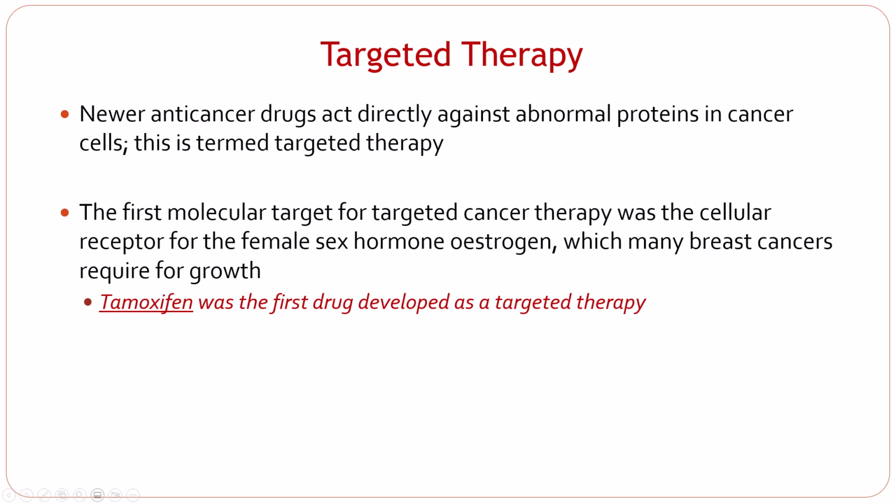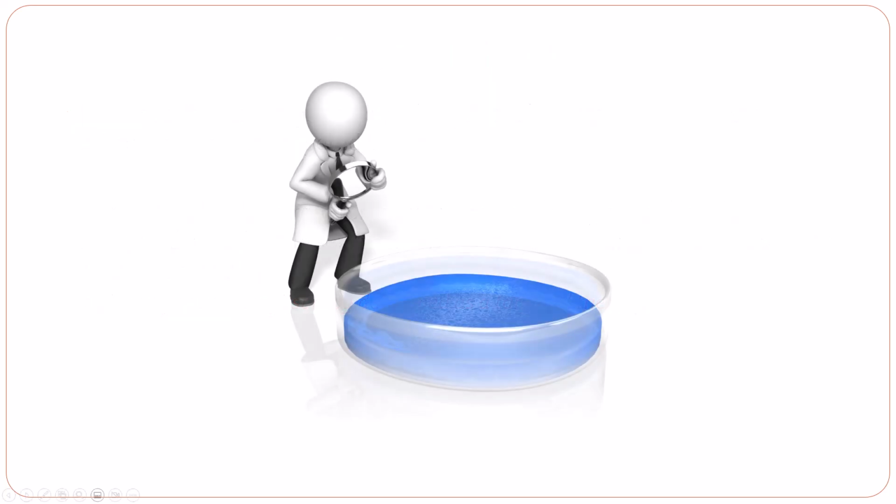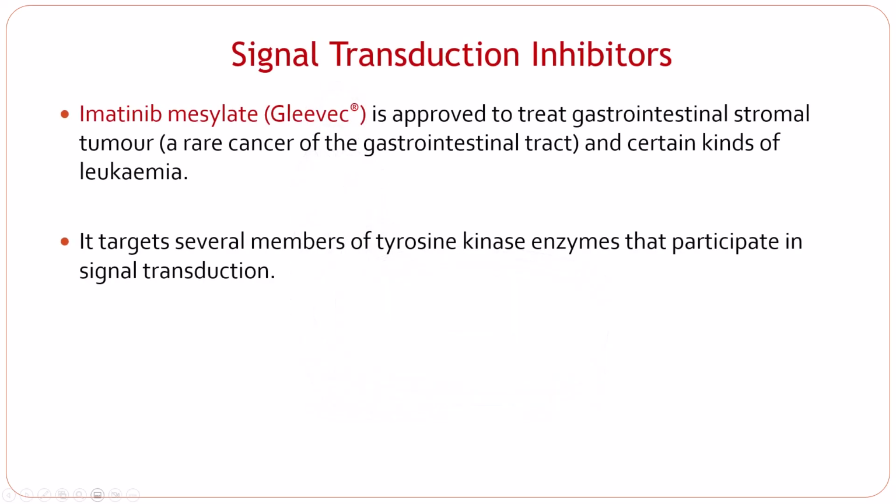Now, the search for better drugs in cancer is ongoing. A huge amount of research is happening in this particular field of medicine. Some newer drugs, I'm just going to give you one example, is signal transduction inhibitors. So one example is imatinib, which is approved to treat gastrointestinal stromal tumors and certain kinds of leukemia. So these are epidermal growth factor receptor blockers. It targets several members of tyrosine kinase enzymes that participate in signal transduction.